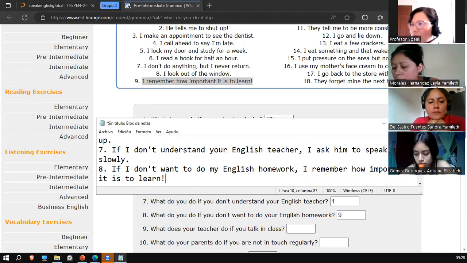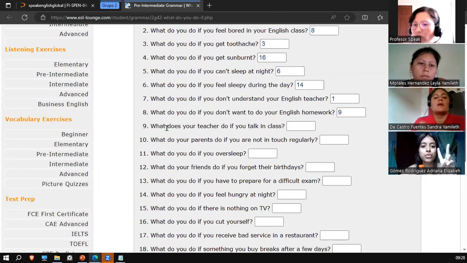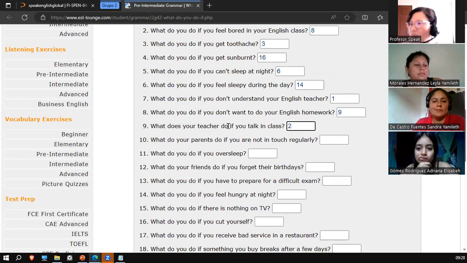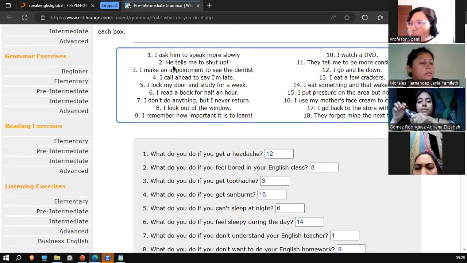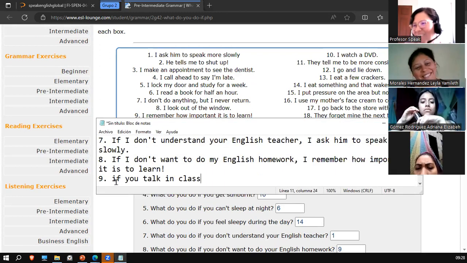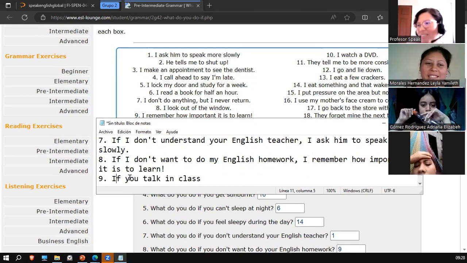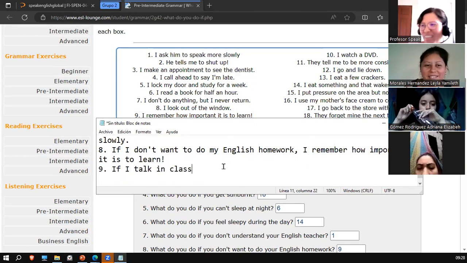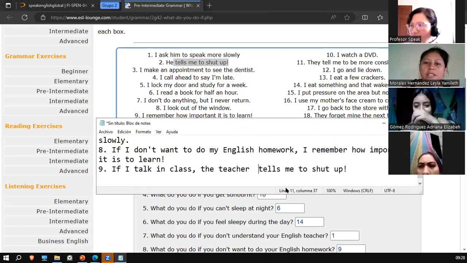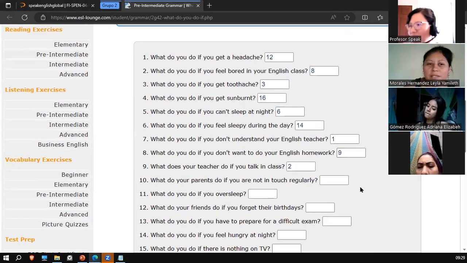Muy bien. What about number 9, guys? What does your teacher do if you talk in class? Number 2, okay? He tells me to shut up. No, no say así. Number 9, if you talk in class, right? At school. If I talk in class, comma, the teacher tells me to shut up. If you don't pay attention, go out.